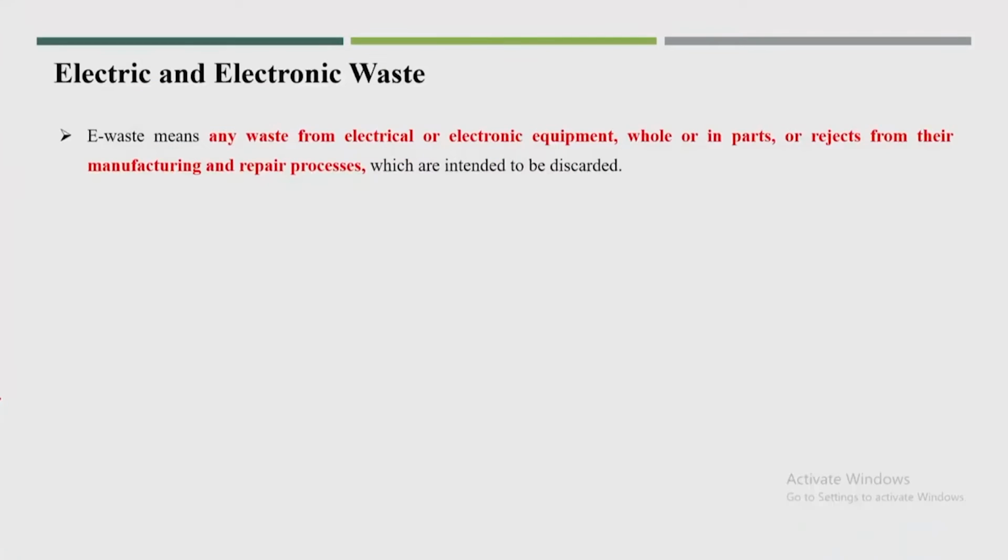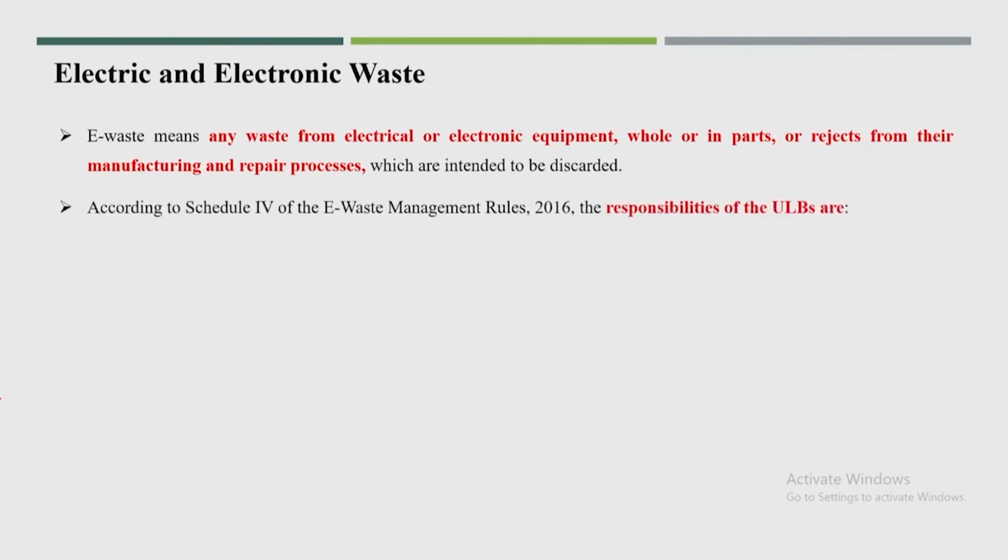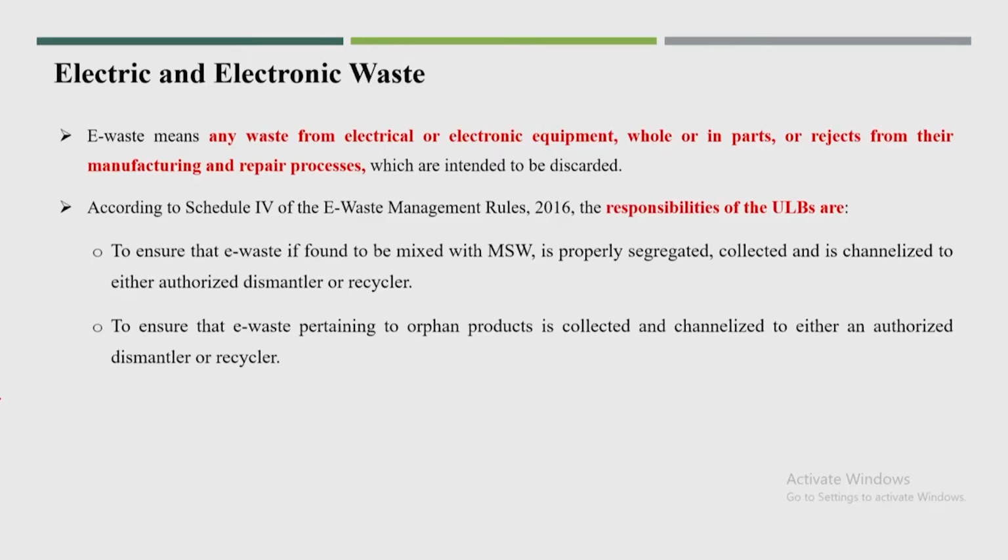So, e-waste means any waste from electrical and electronic equipment, whole or in parts, or rejects from their manufacturing or repair process. According to Schedule 4 of the E-Waste Management Rules 2016, the responsibility of ULBs is to ensure that e-waste, if found mixed with MSW, is properly segregated, collected and channelized to the authorized authority or recycler, and to ensure that e-waste pertaining to orphan products is collected and channelized to authorized recycler facilities.